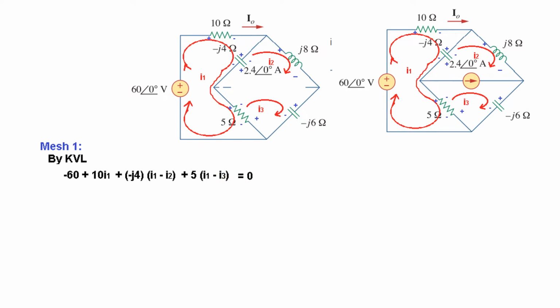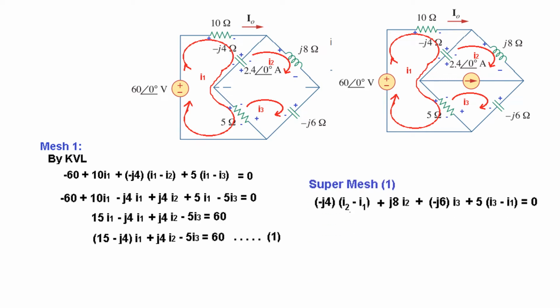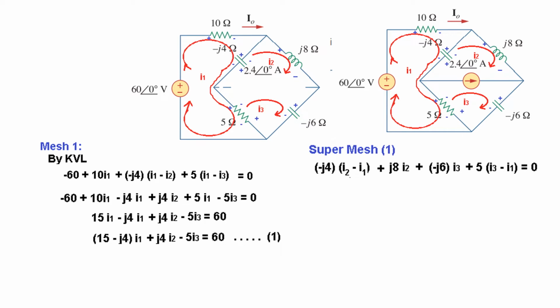And we'll now simplify, we'll take the like terms together. So these are the terms, we have just separated I1 terms, then I2 terms, and I3 terms, and this is our final equation.